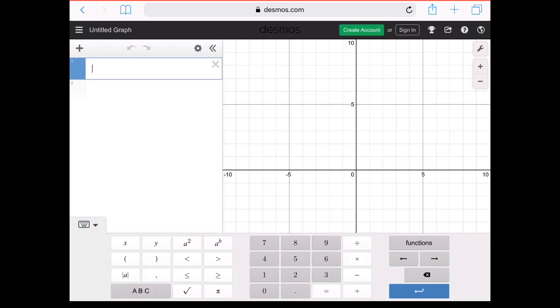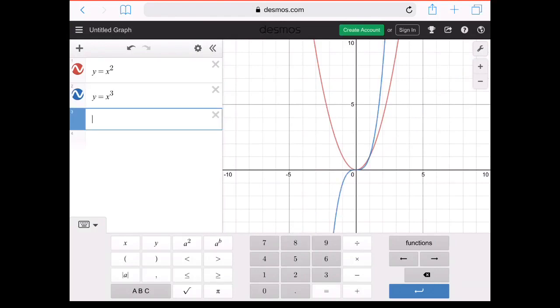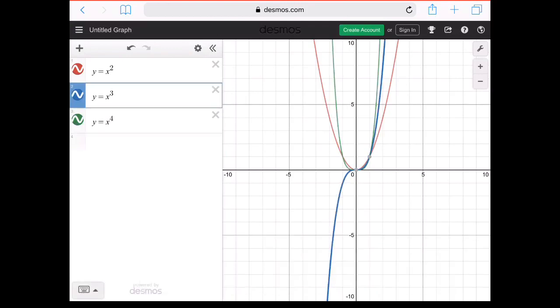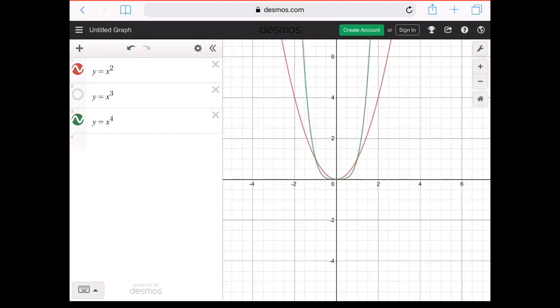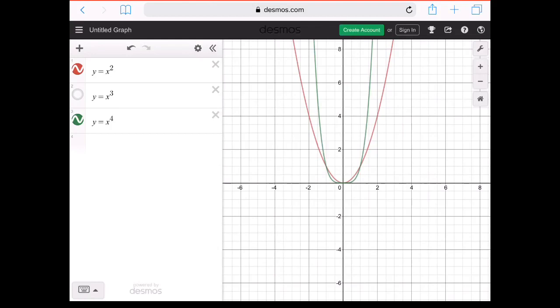So first, I'm going to put in y is equal to x squared. I'm going to put in y is equal to x to the power of 3. Y is equal to x to the power of 4. If I look at the ones that are even, y is equal to x to the power of 2 and y is equal to x to the power of 4, you might notice a couple things that are the same. I'll only put those 2 on here. They both have the same end behavior. They both start and end on the same side, up at the top.